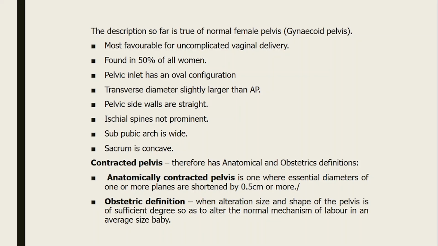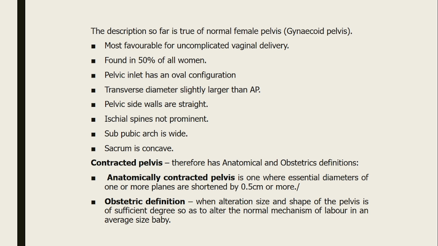The discussion so far is that of a normal female pelvis called a gynecoid pelvis. This type of pelvis is found in about 50% of all women, and it is most favorable for uncomplicated vaginal delivery.